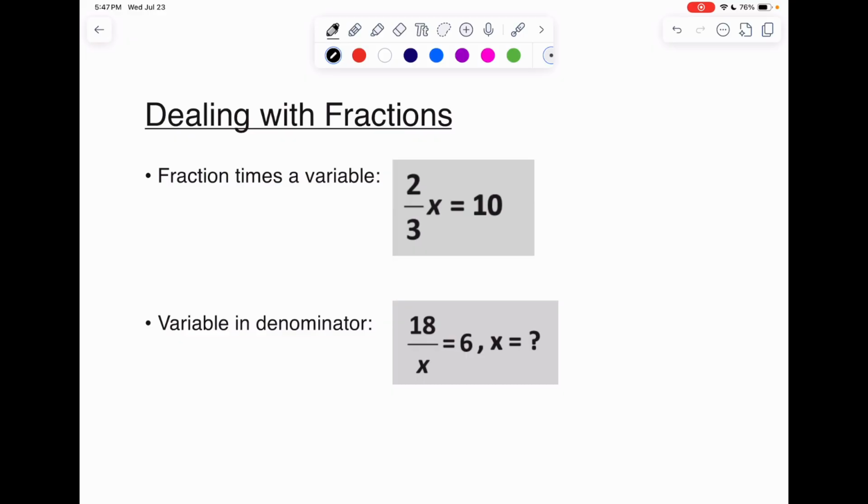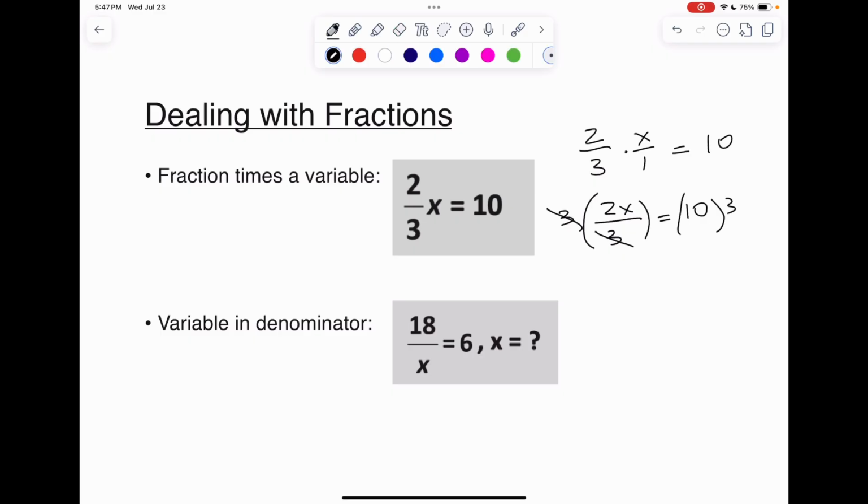Now, just a little reminder about dealing with fractions. If you ever have a fraction times a variable, we have a couple options here. We can do 2 over 3, and we could think about that as times x over 1 equals 10. Multiply our tops together, multiply our bottoms together. 2x over 3 times 1, which is 3, equals 10. And then we have other options. We could put 10 over 1 and cross multiply, or we can multiply both sides by 3 to cancel that out here, and then we'll have 2x equals 30, and then we can divide both sides by 2 and get x equals 15.